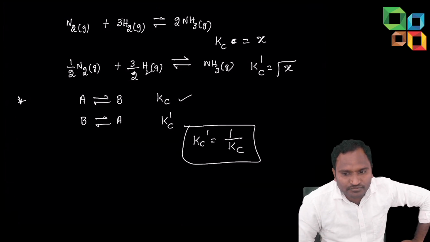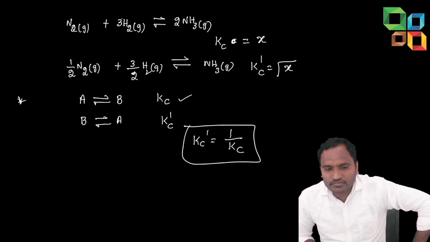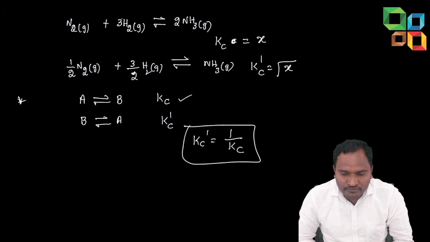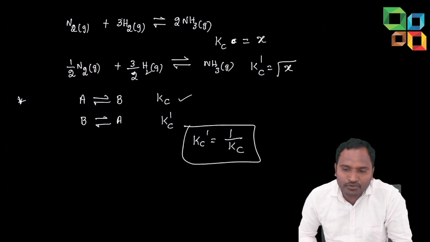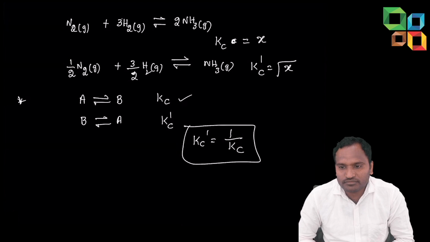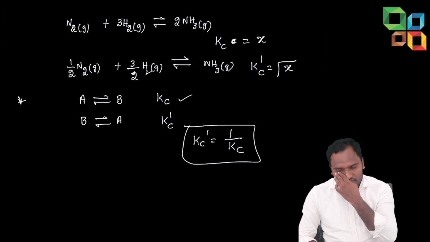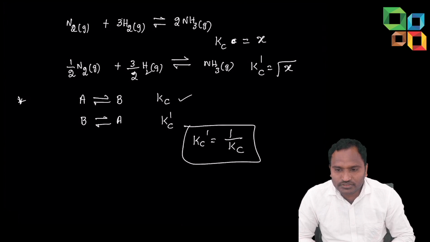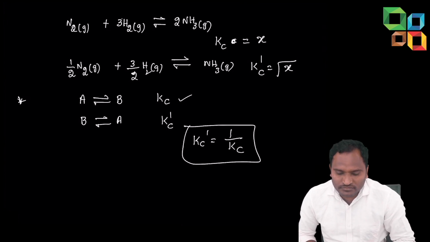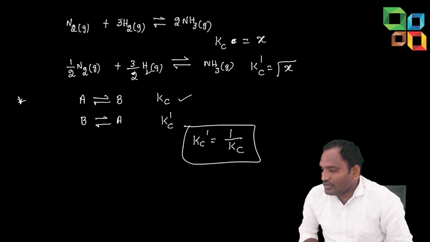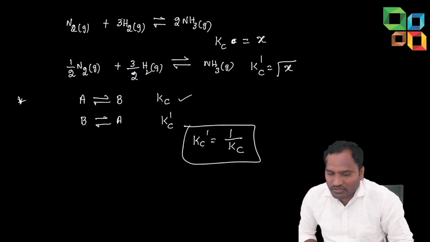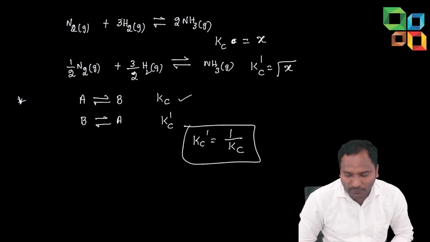Equilibrium constants of forward and backward reactions are reciprocal to each other. Understood, students? These are the characteristics of equilibrium constants.